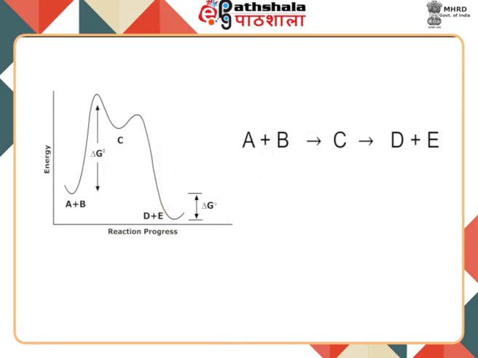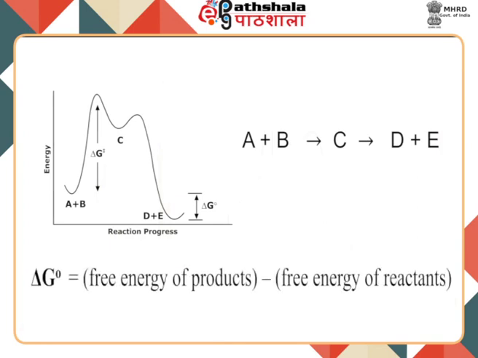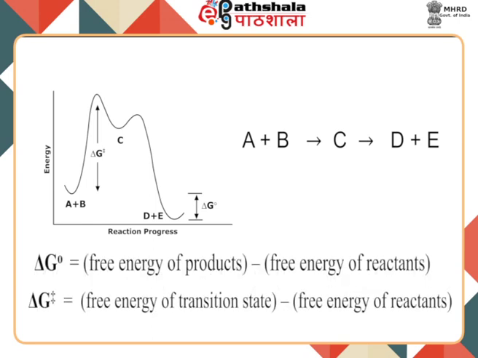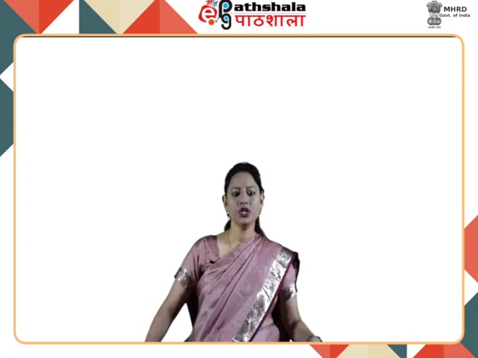In this figure, delta G naught is equal to the free energy of products minus the free energy of reactants. Delta G double dagger, the free energy of activation, is equal to the free energy of the transition state minus the free energy of reactants. Any quantity that refers to the transition state is represented by the double dagger superscript. Delta G naught relates to the equilibrium constant. The thermodynamic stability is indicated by delta G naught.